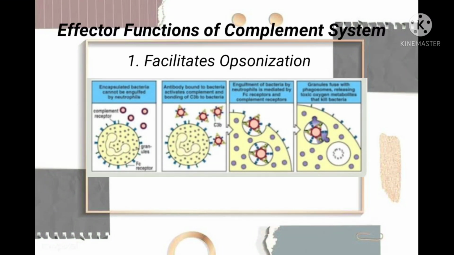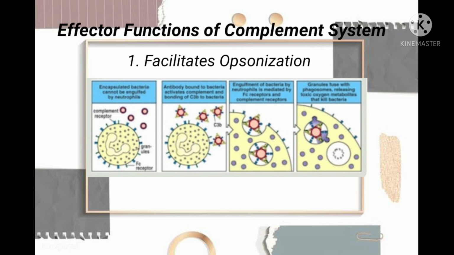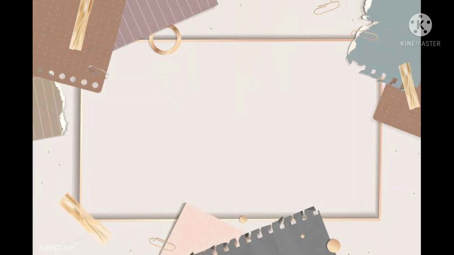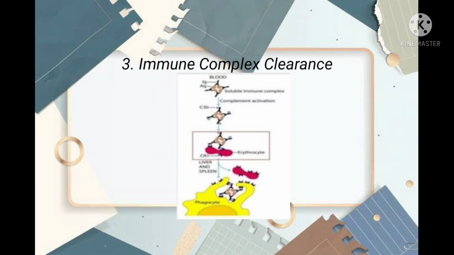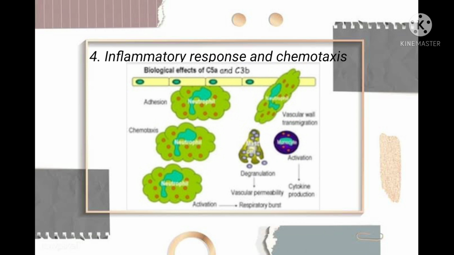Now, let us proceed to the effector functions of the complement system. Number one, it facilitates opsonization. It is extremely important when the pathogen carries a capsule. Second is cell lysis. And third is immune complex clearance. Fourth, inflammatory response and chemotaxis.